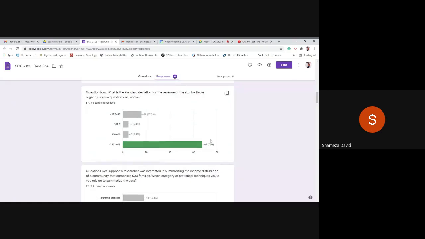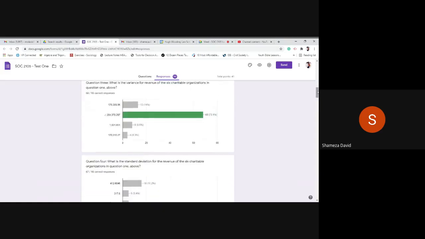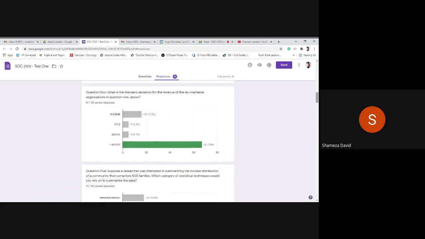So again, the standard deviation would just be the square root of the value that you got at the top here. So 204,370.267. You square root that and you get 452.073. Again, 67 out of the 93 persons, which represents 72% of the class, got that also correctly.